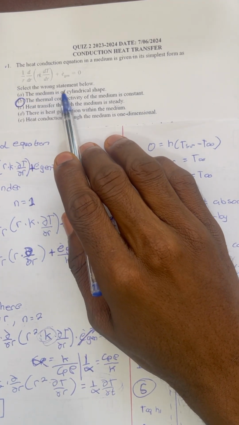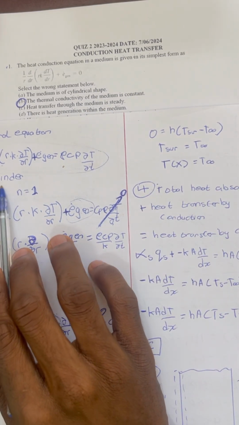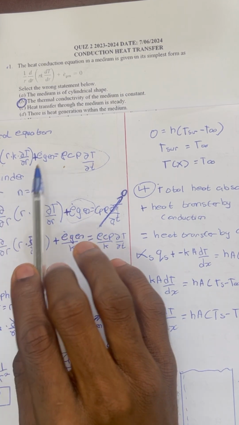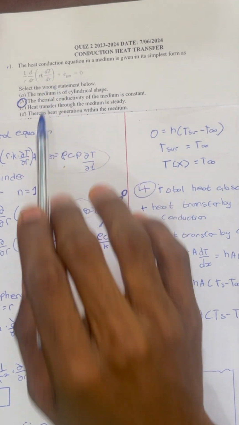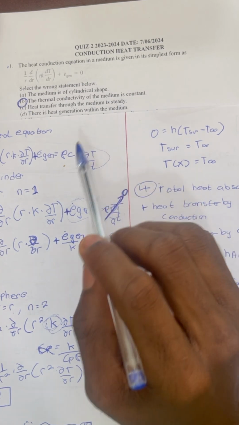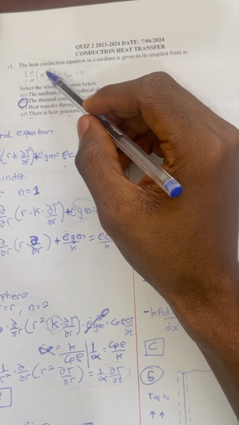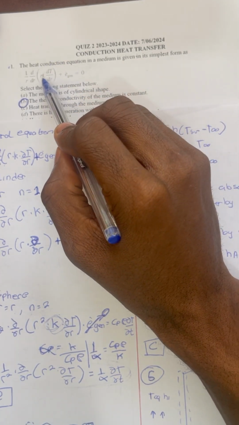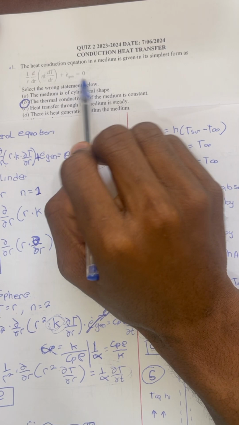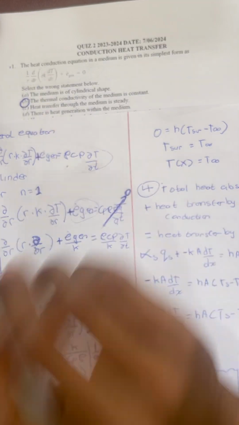So they say we should select the wrong statement. The medium is of a cylindrical shape. Yes, this is true, because after putting r equals r and n equals 1 of the cylinder in the equation, we obtained a similar equation like this. The thermal conductivity of the medium is constant. This is not true. This is because the thermal conductivity is in the equation. If thermal conductivity is taken to be constant, you can bring it out, then divide the whole thing. You bring it out and divide every term in the equation by the k, but in this case it's inside this bracket, so it's not constant.